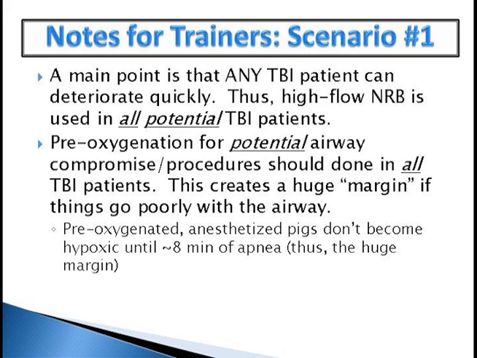All right. So these are some extra notes. Main points: any TBI patient can quickly deteriorate. We've hammered that home. And high-flow non-rebreather oxygen for all potential TBI patients. The next one. Yes. And you talked about the pigs. Good. So any questions about that?